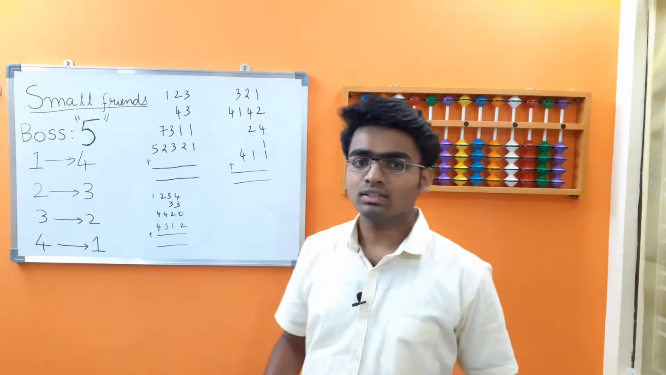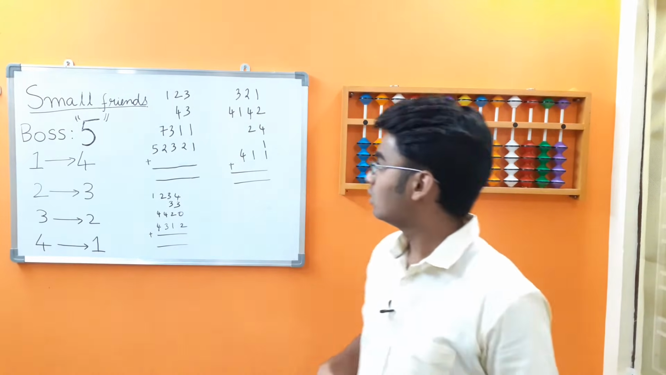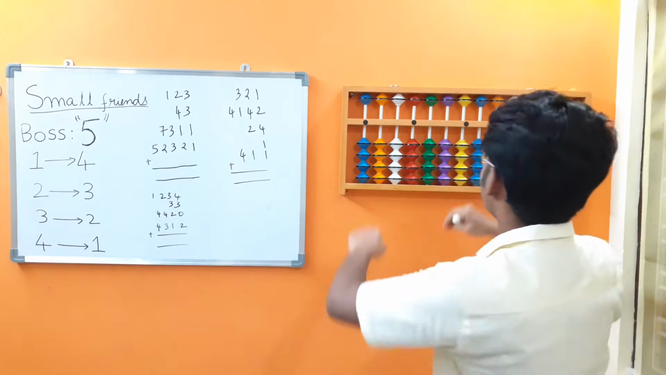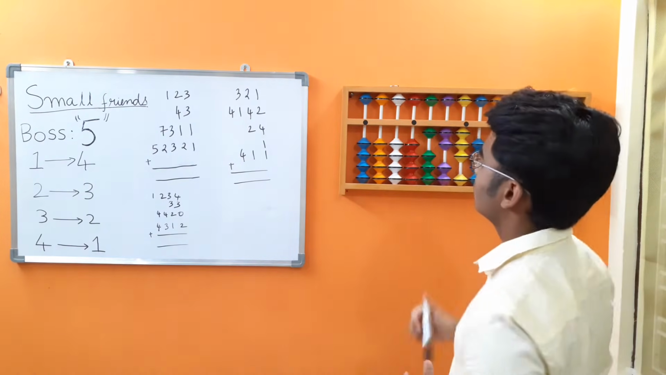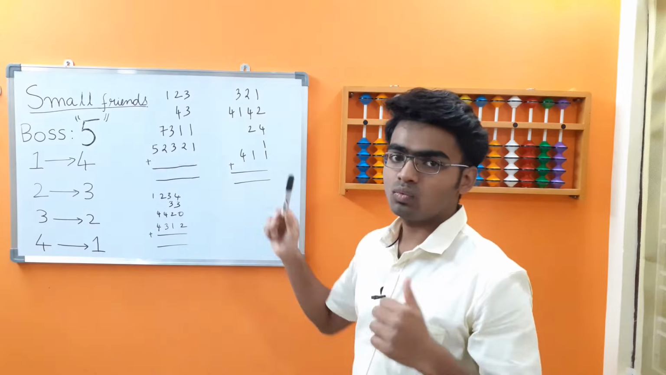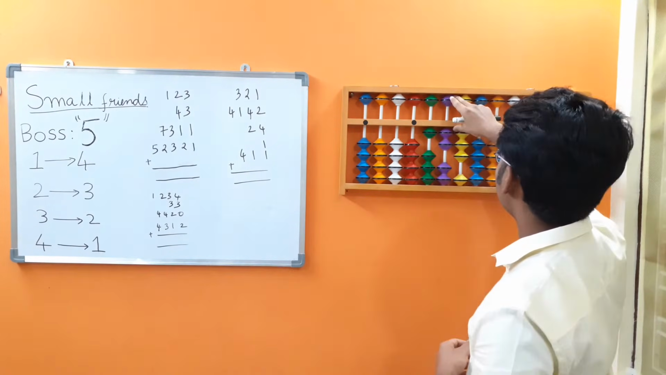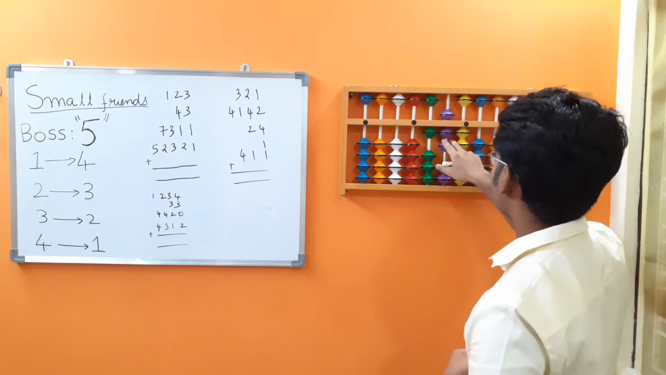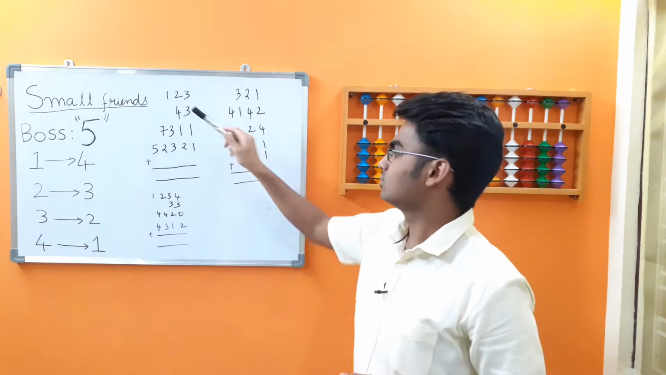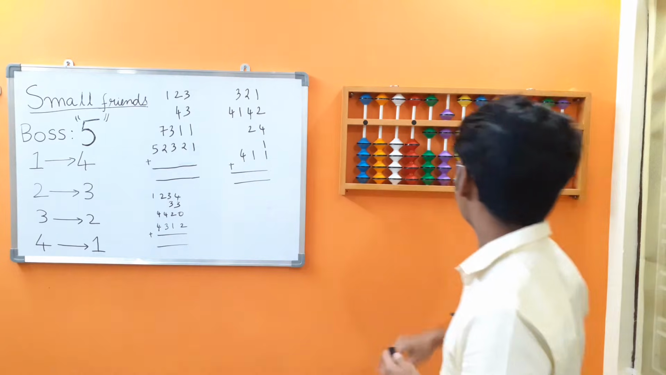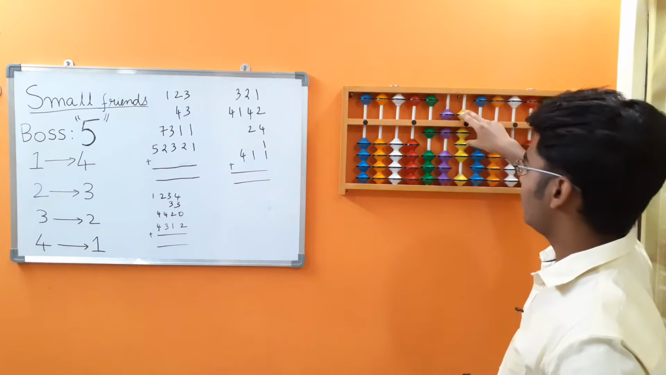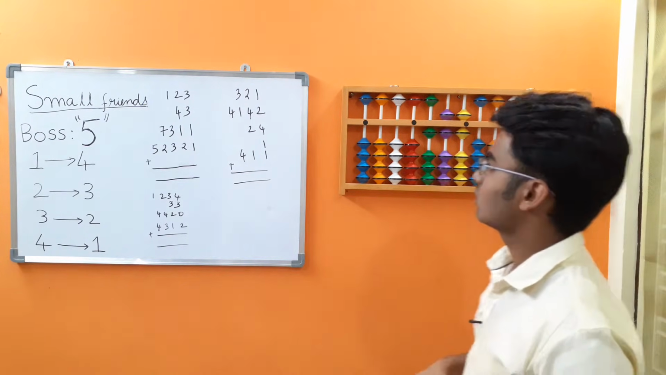Let's look at these bigger examples now. 123 and 43. Let's go one number by one number. 4's friend is 1. Add the boss 5, less the friend 1. 3. 3's friend is 2. Add the boss 5, less the friend 2.